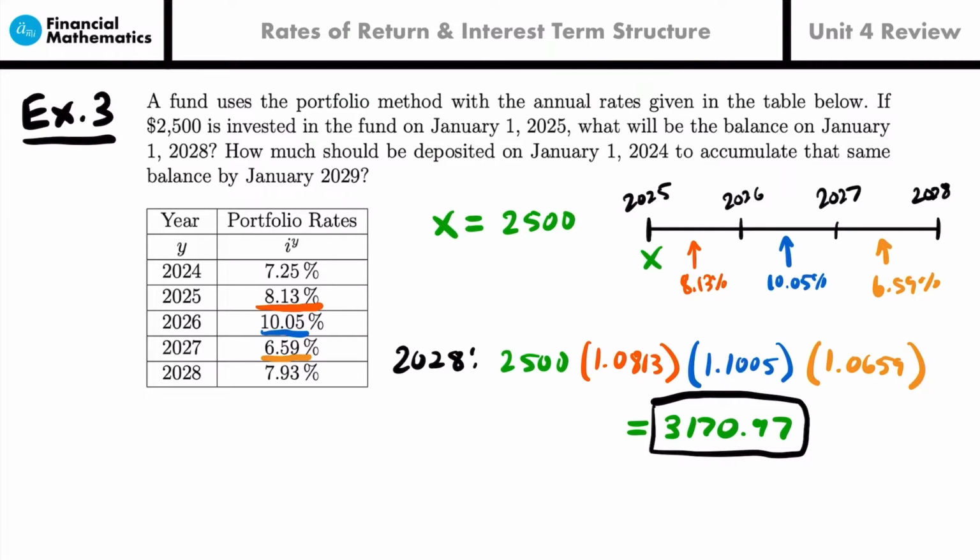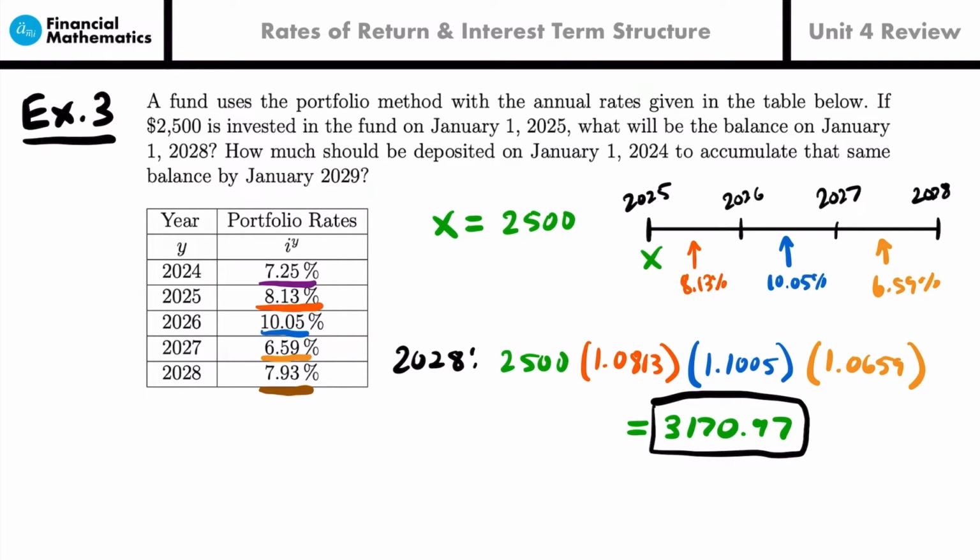Okay, but back to the question. We know that $2,500 in 3 years, starting at 2025, gets us this amount. We want to know how much to deposit at the beginning of 2024 to get this same amount over a longer period of time, from 2024 to 2029, which is a 5-year period. And so in this case, it looks like we're going to be working with all of these portfolio rates that we've been given. Okay, we're going to need to use this 7.25% interest rate for all of 2024, and we're going to need to use this 7.93% interest rate for all of 2028, which, combined with all the other portfolio rates, will take us to January 1st of 2029.